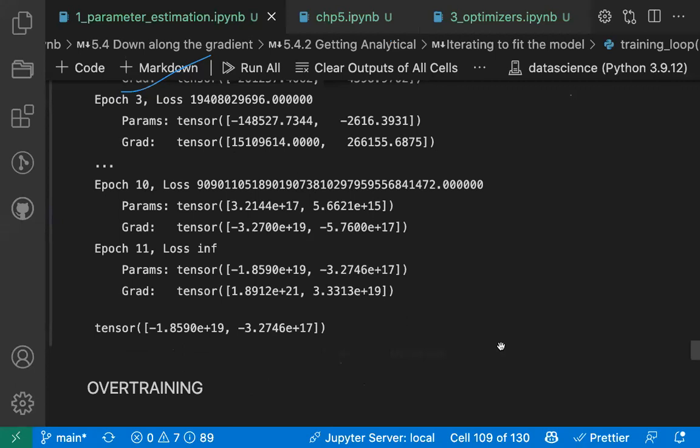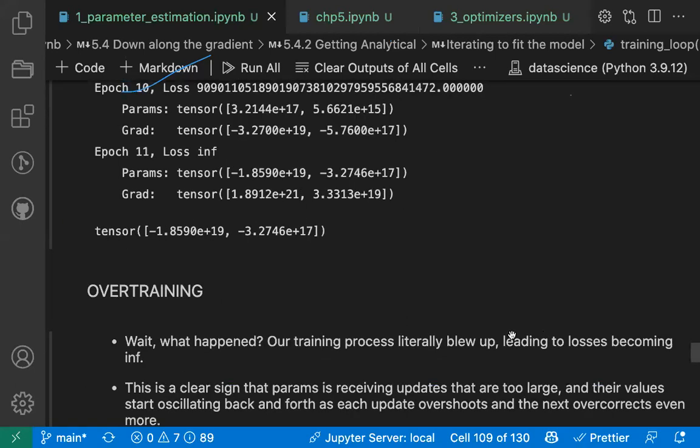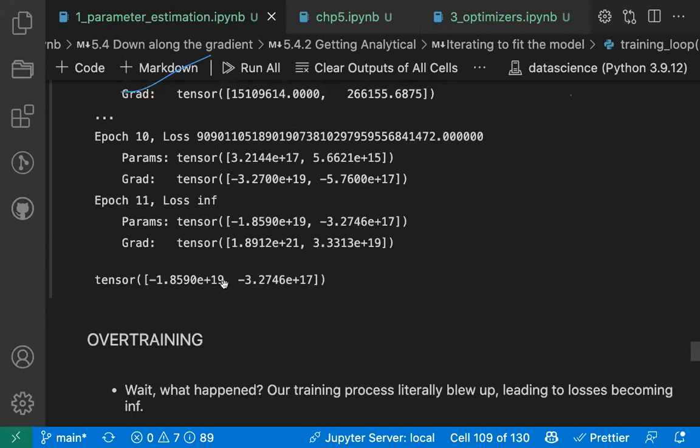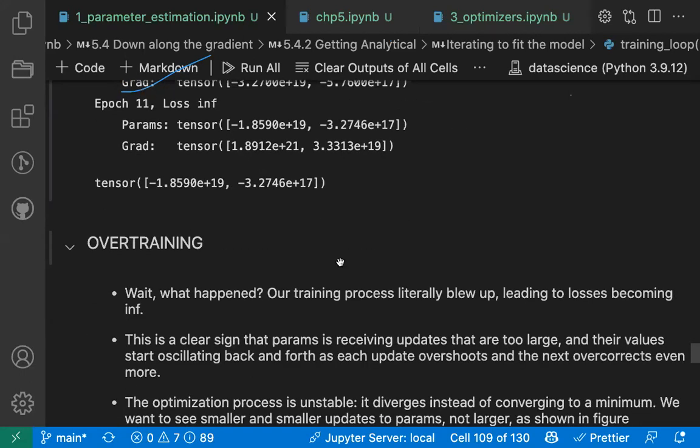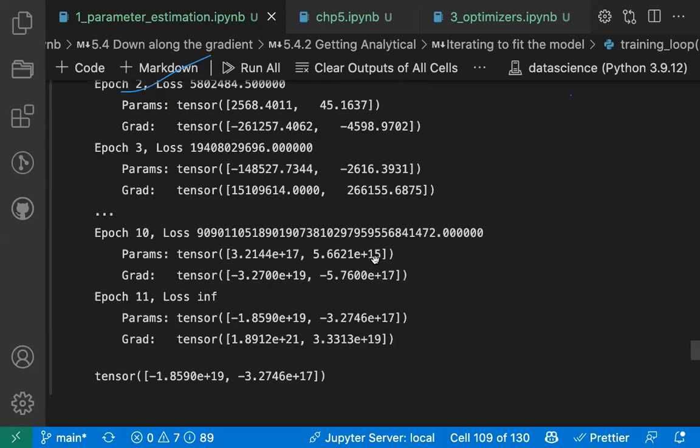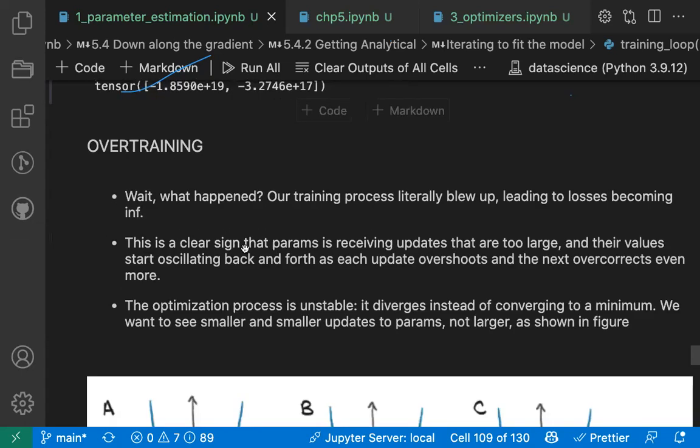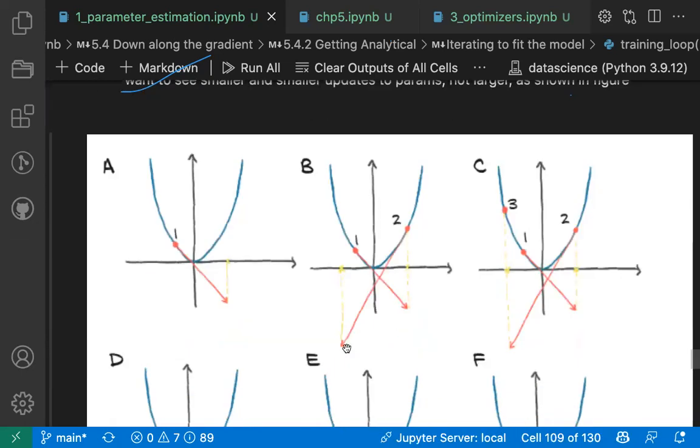Our training process literally blew up, leading to the loss becoming infinite. So there is some issue. This is a clear sign that the parameter updates are too large and the values start oscillating. So this is the problem that was asked about, that the weights may go somewhere randomly when we initialize them. When we initialize our weights randomly, we may have a problem. The weight may go to a very large value, or to this value, and now we will have oscillation.